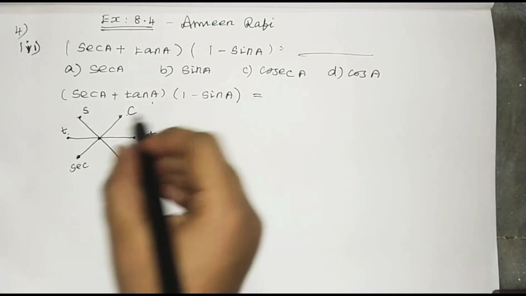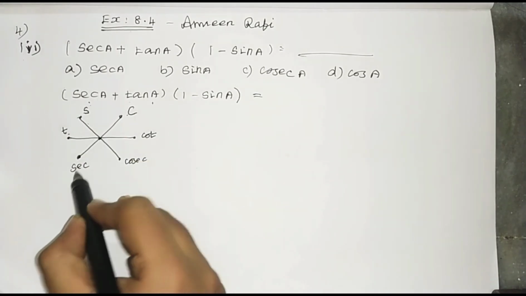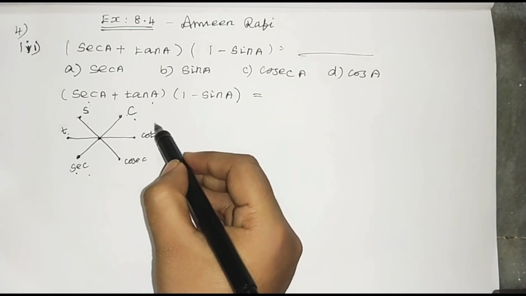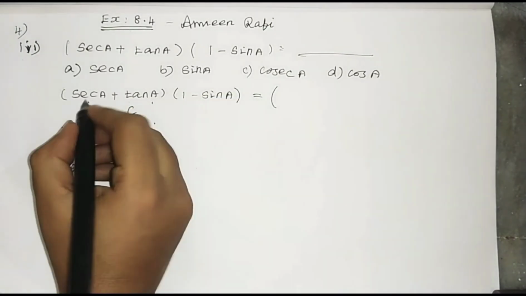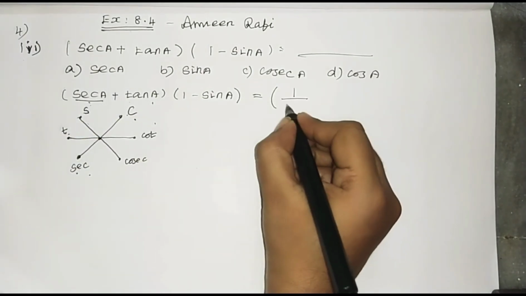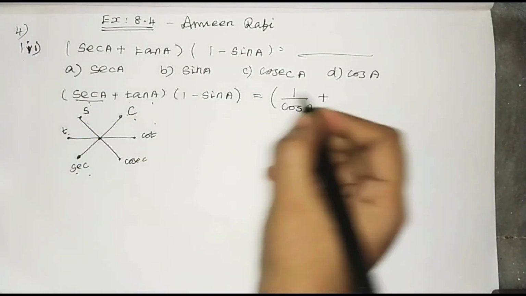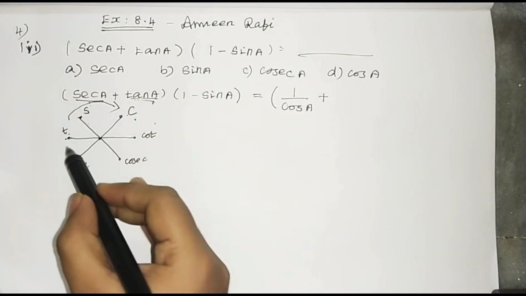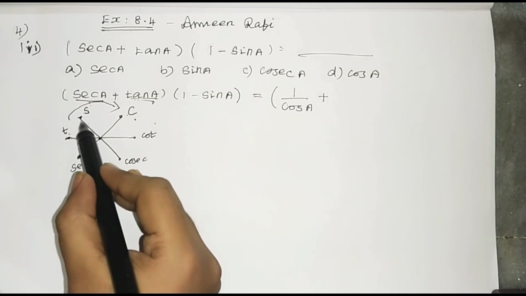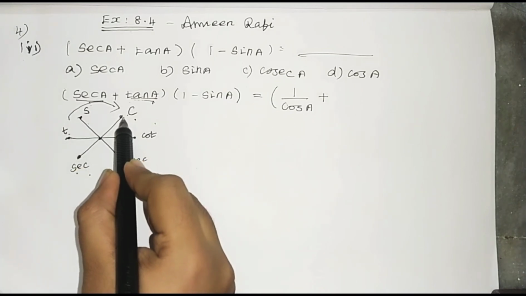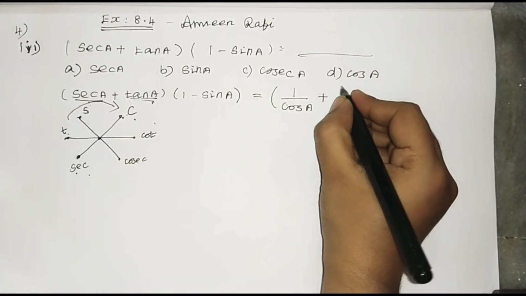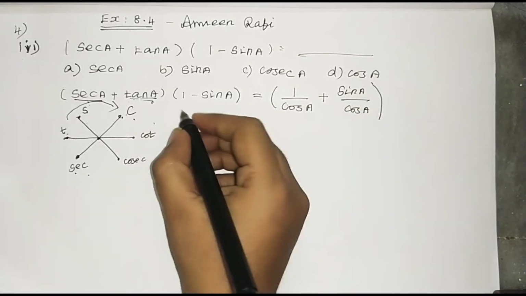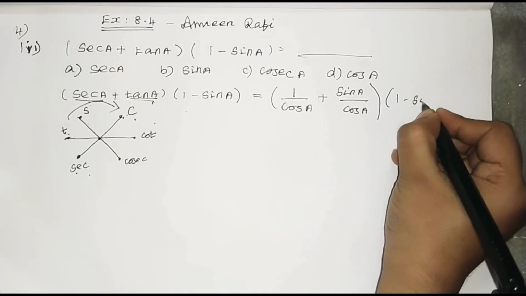Now you can write secant A. The secant A is the reciprocal of cos. So secant A we can write 1 divided by cos A. So instead of secant A we can write 1 divided by cos A plus tan A. Tan A, how can you write it? I told you already. Tan A we have to write sin A divided by cos A. Close the bracket. The next bracket, don't change anything, write as it is.